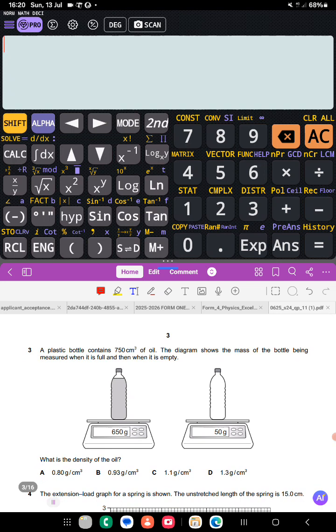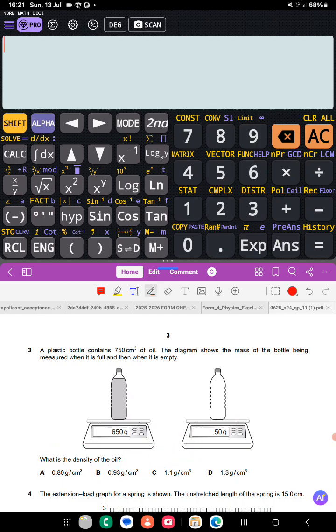Then we move on to number 3. Number 3 is saying a plastic bottle contains 750 cubic centimeters of oil. The diagram shows the mass of the bottle being measured when it is full and then when it is empty. When it is full, it has a mass of 650 grams. When it is empty, it has a mass of 50 grams. What is the density of the oil?